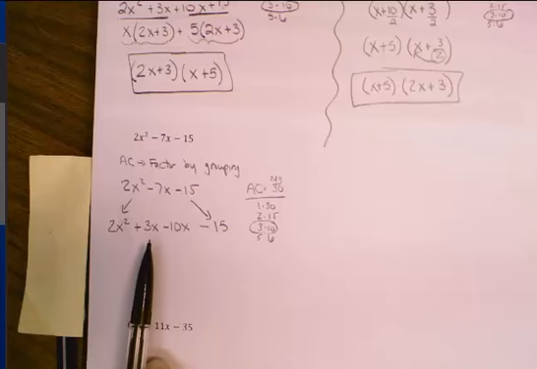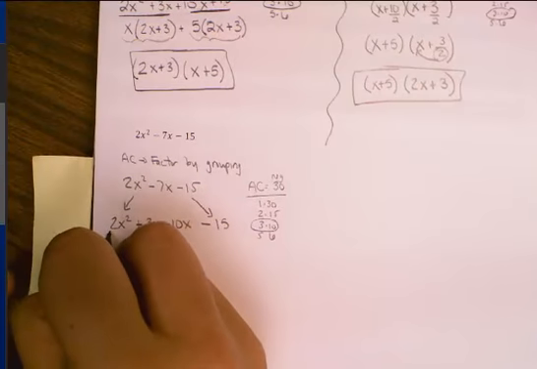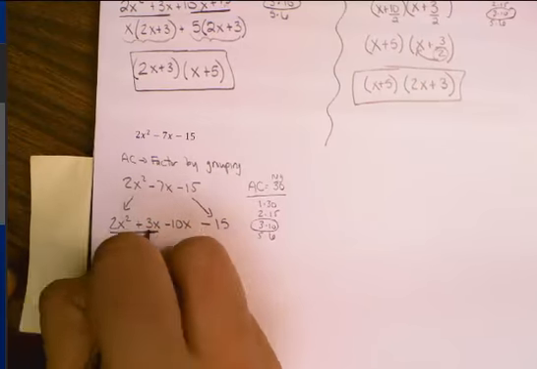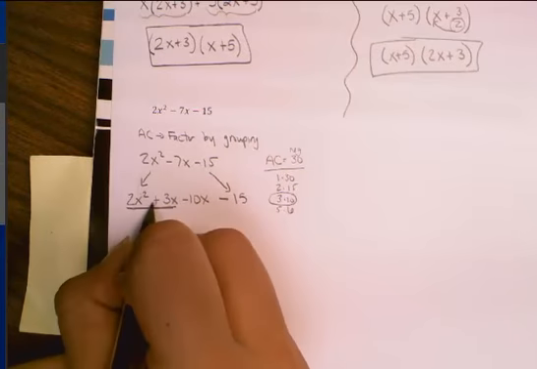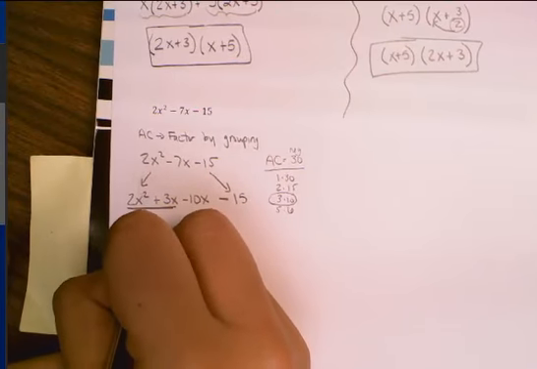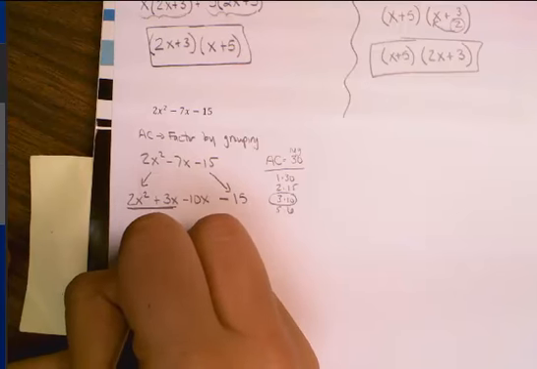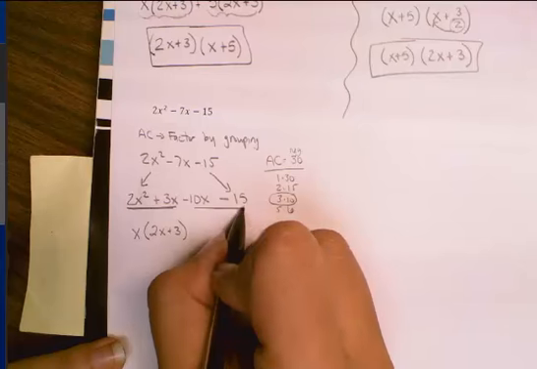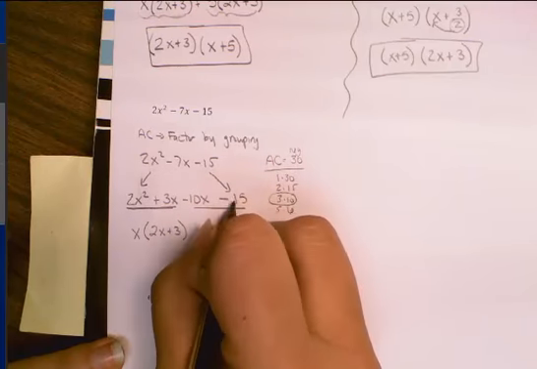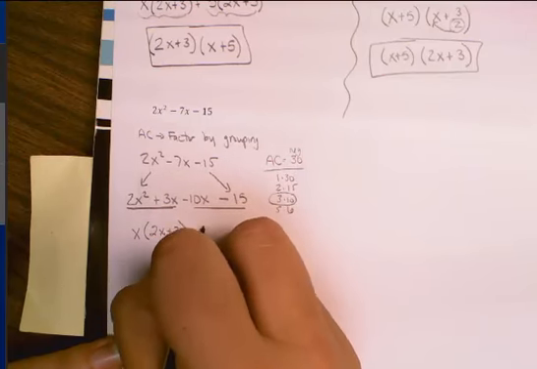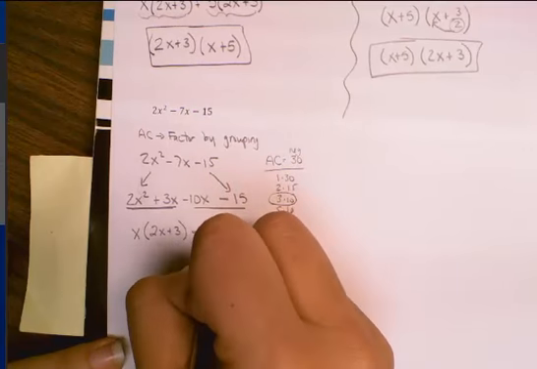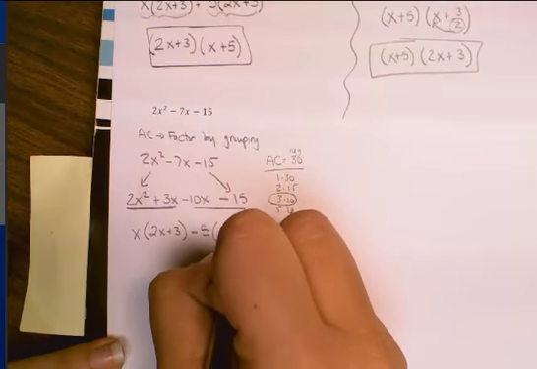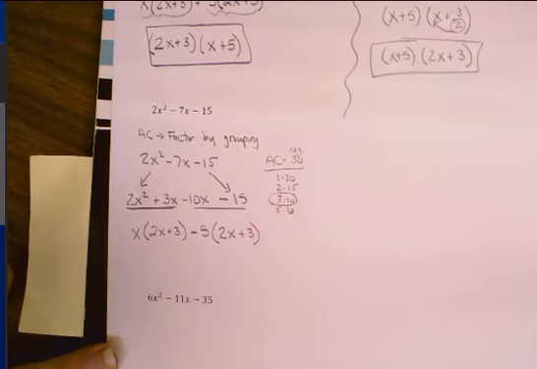Okay, so once we're here, then we're going to group them. And so I'm going to take these first two and factor out what they have in common. They both have an x, so I can factor out an x, leaving us with 2x plus 3 in parentheses. And now I'm going to take these two terms and factor them. So looking at those, they both have a negative 5 in common. So factoring that out leaves me with 2x plus 3.